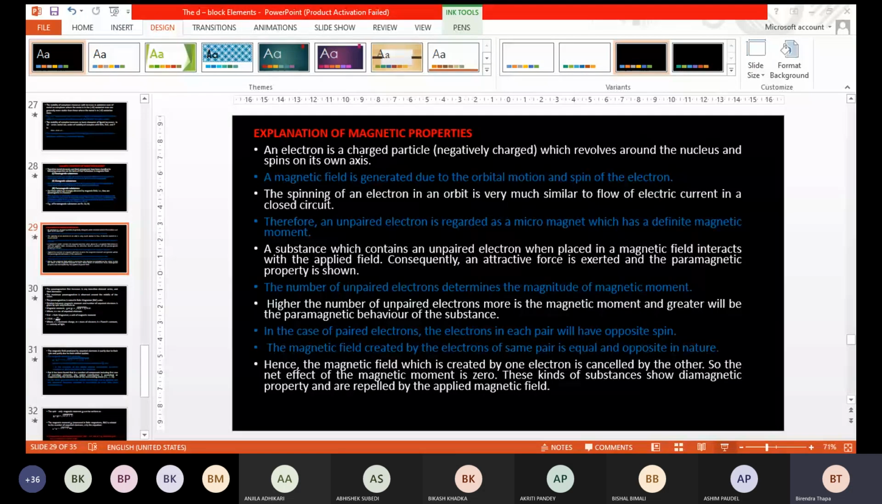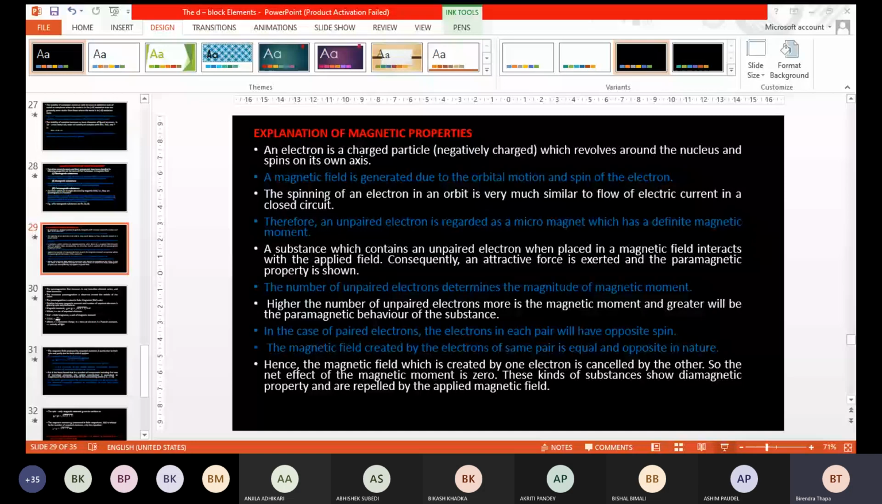So we can write here mu s. It is equal to square root of n into n plus 2 BM, where n is the number of unpaired electrons. As the value of n increases, the value of magnetic moment also gets increased, so that greater paramagnetic character will be observed.